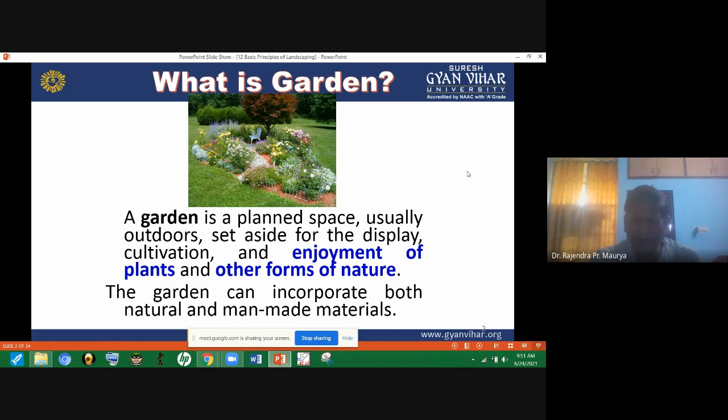In man-made materials, we can add a statue, fountain, lanterns, carved stone, or pot plants, or we can say driveways, play zone, etc. All these are man-made materials.